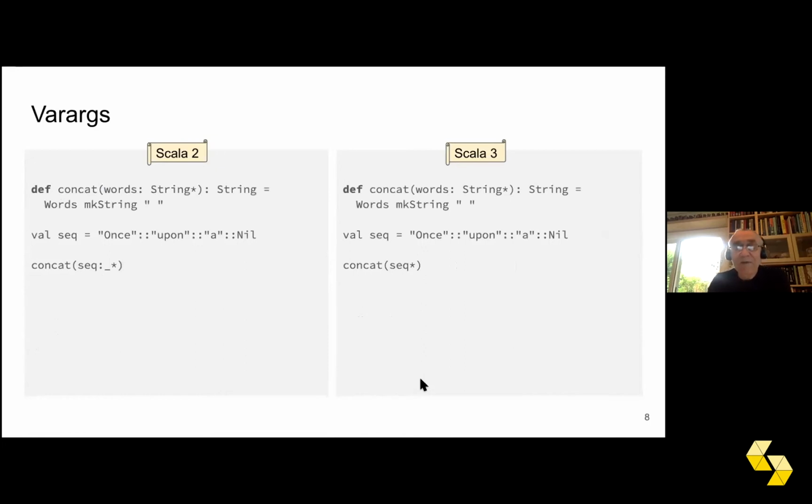So Varargs. Varargs look just a little bit different, but less enigmatic. Remember, when you had to learn, oh, you have to write colon underscore star if you want to pass a sequence to a method that takes a Vararg. Here in Scala3, you just write seq star, and that's the same as this one.